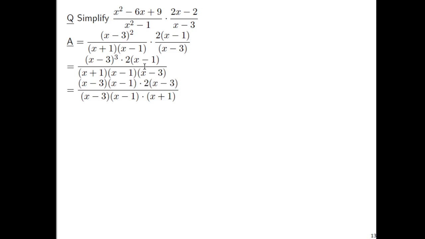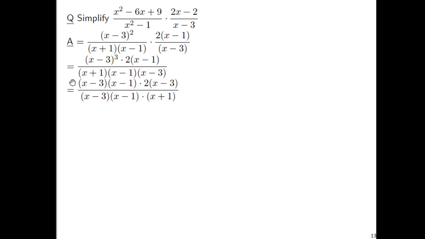What else is in the numerator? There's a 2 and there's an x minus 1. So I wrote the x minus 1 kind of in front and the 2 kind of behind. In the denominator, there's an x minus 3 that I wrote first. The x minus 1 in the middle sort of stays in the same spot. And the x plus 1 that was written first, I've decided to write last.